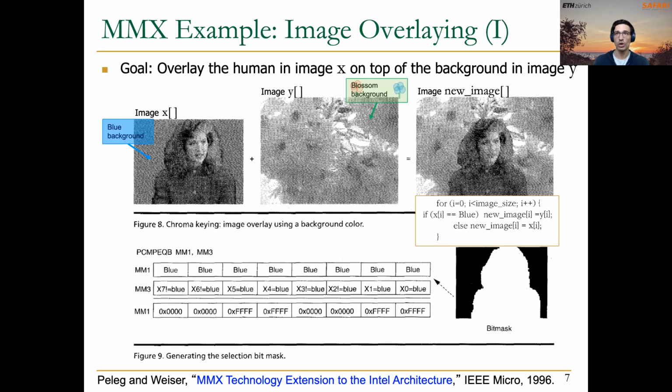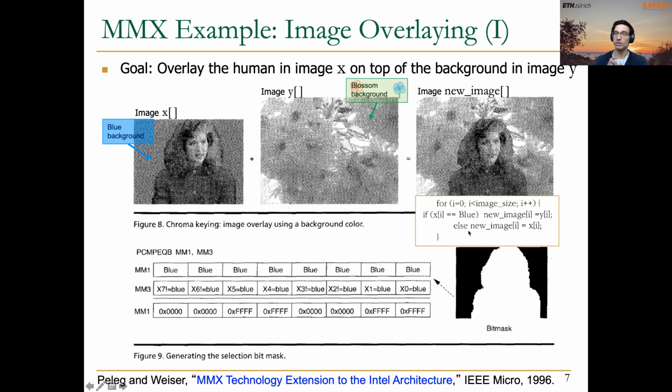What we are going to do is going one by one over all the pixels of the image, and for every single pixel we compare it to blue. If it's blue, we replace it in the new image with the corresponding pixel from the image Y, from the blossom background. And if it's not blue, that means that it belongs to the woman. So we place in the output image the corresponding pixel in the woman's image. As you can see, the code for this operation on a CPU is pretty simple, pretty straightforward.